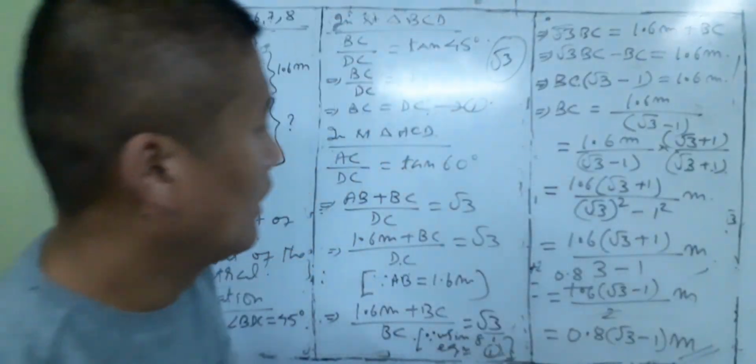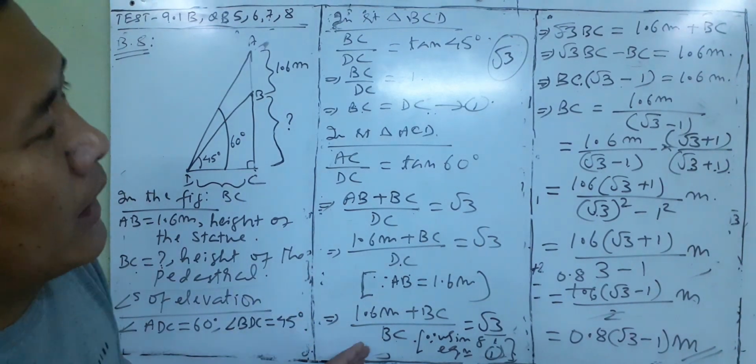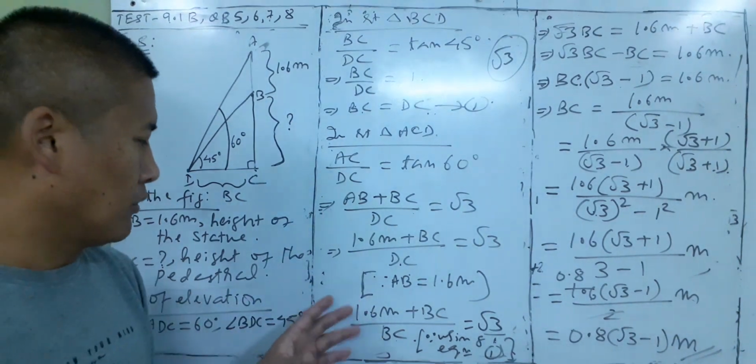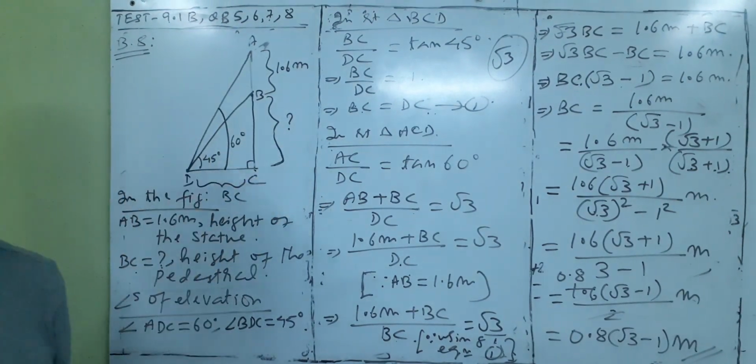So this is the BC, the height of the pedestal. Okay, the height of the pedestal. So that concludes the part for 9.1B. Okay, you can give the test after this.